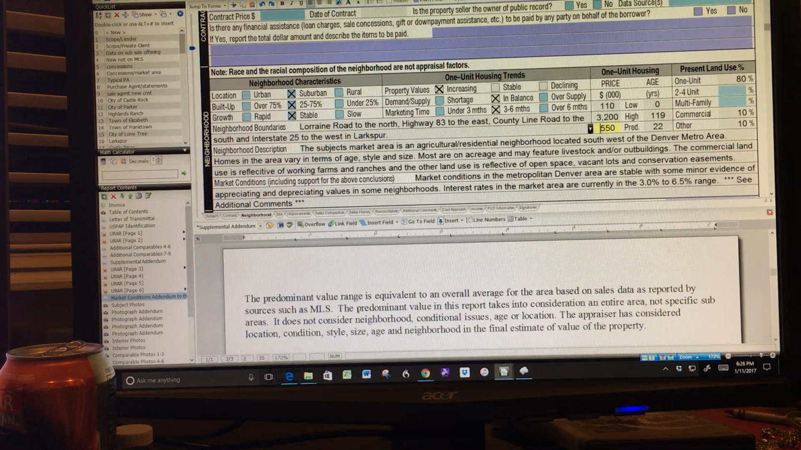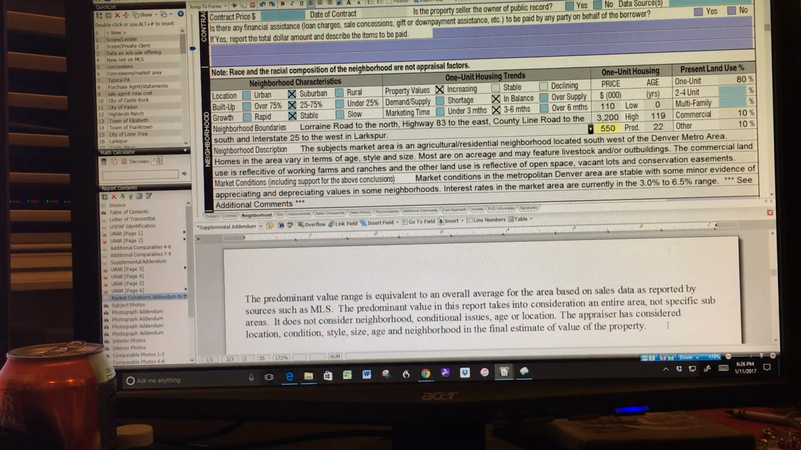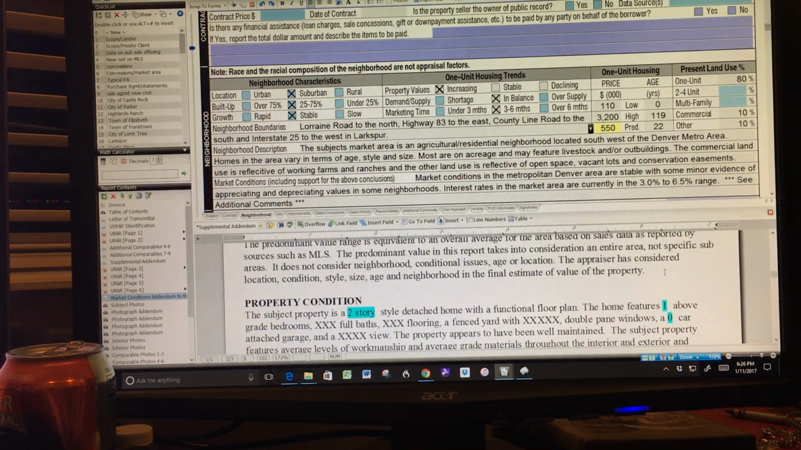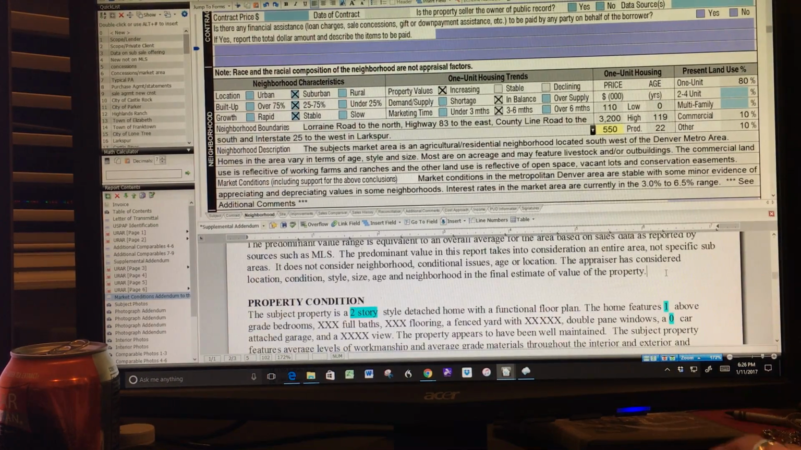The appraiser has considered location, condition, style, size, age, and neighborhood in the final estimate of value of the property. Most likely when I get to the final opinion of value, I'll add something to this, talking about why this particular property might fall below the predominant value range for the neighborhood. It might be something specific like, this house is really little. It's a very tiny house, and that is very likely why it's at the low end of the value range for the neighborhood. So you should be able to just leave that sentence alone, but that's a little information as to why it's there.